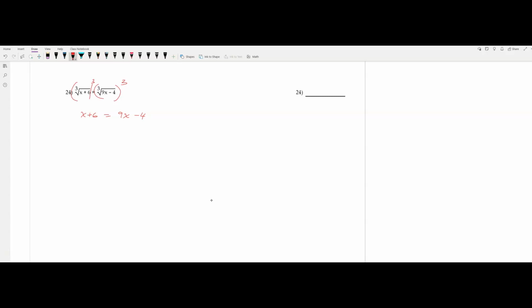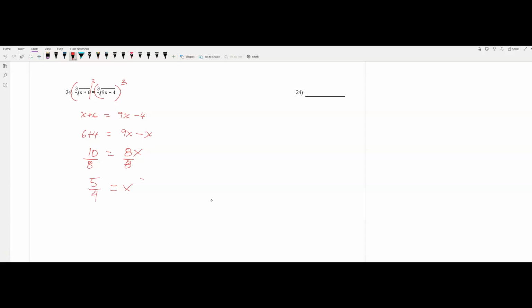Easy enough. Then you combine like terms. Let's say I have 6 here plus 4, because the negative 4 becomes positive 4. And then here 9x minus x, because the x gets to be opposite on the other side. Alright, so here I get 10 equal to 8x. And 8x, you divide by 8, and you get x is equal to 5 over 4.